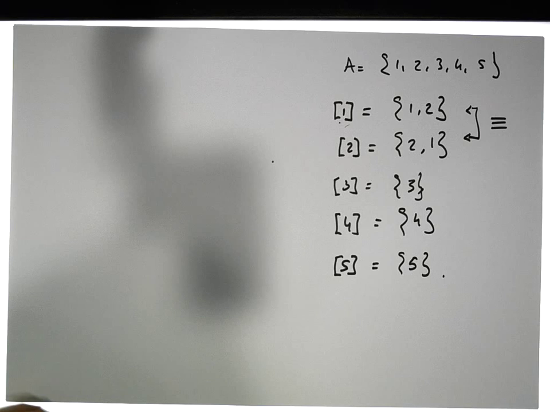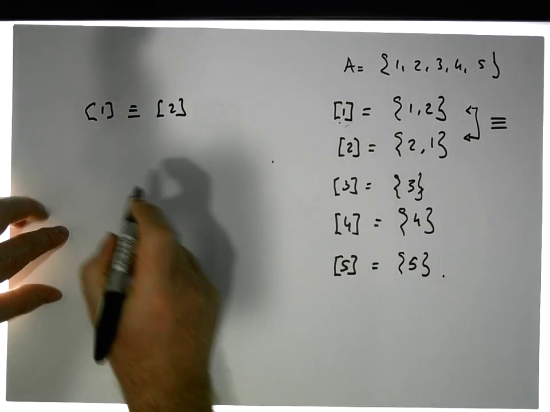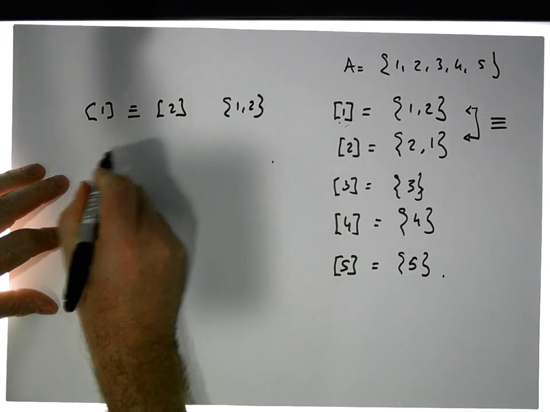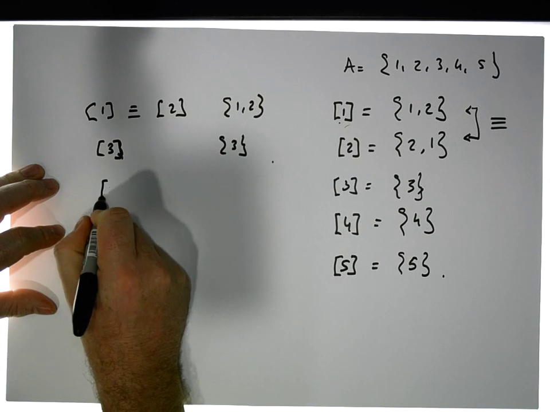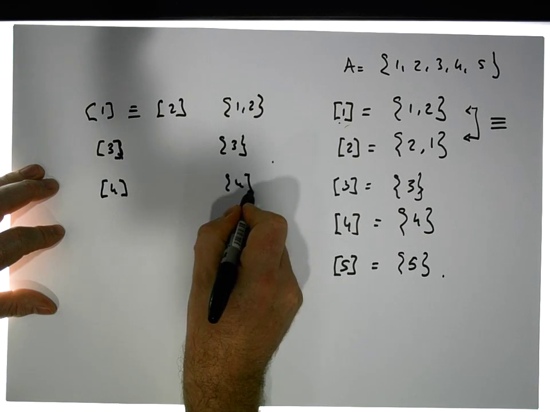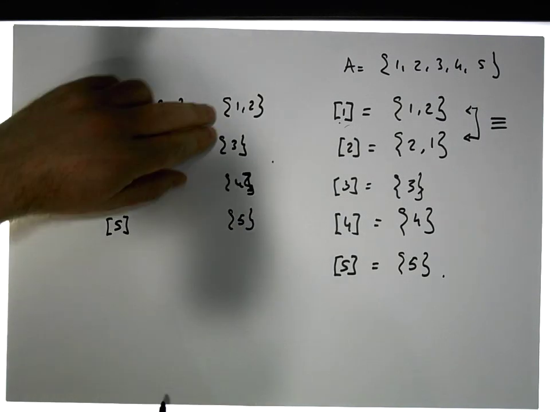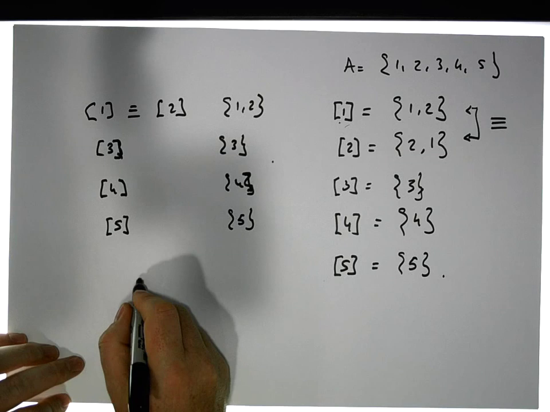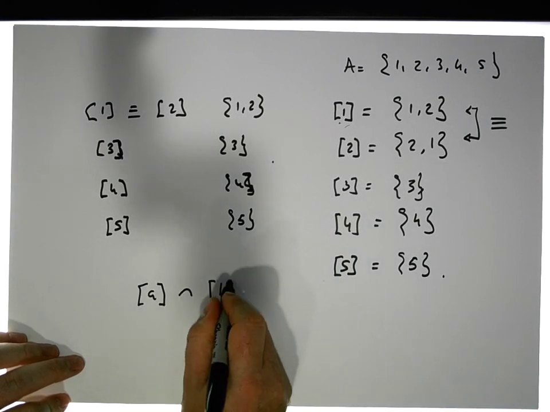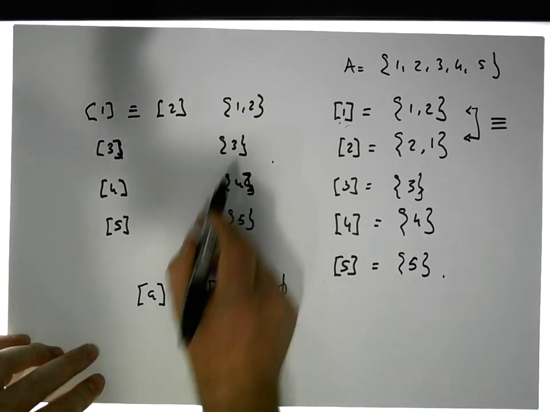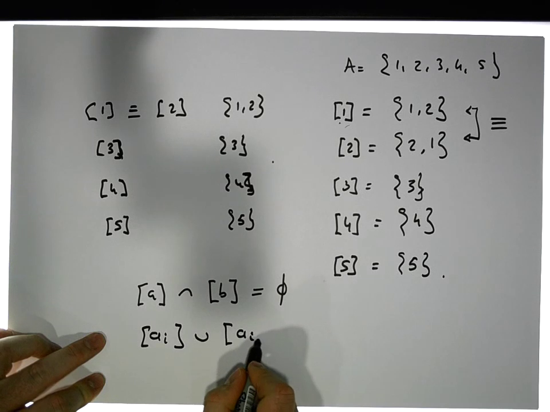What we can hopefully see is that 1 is equivalent also to 2. These equivalence classes are the set {1, 2}, we have [3], which is just the set {3}, we have [4], which is just the set {4}, and we have [5], which is just the set {5}. These are disjoint. If we take any equivalence class and intersect it with any other equivalence class, we actually get the empty set. That's important.